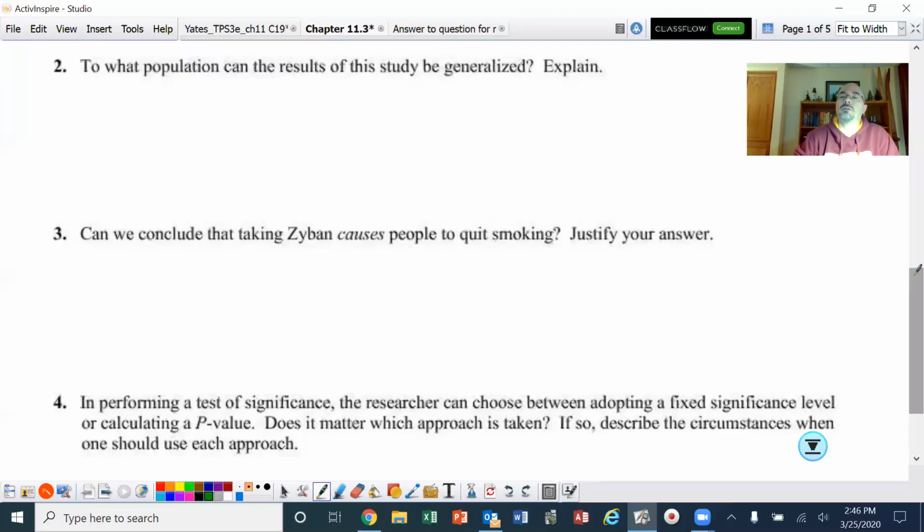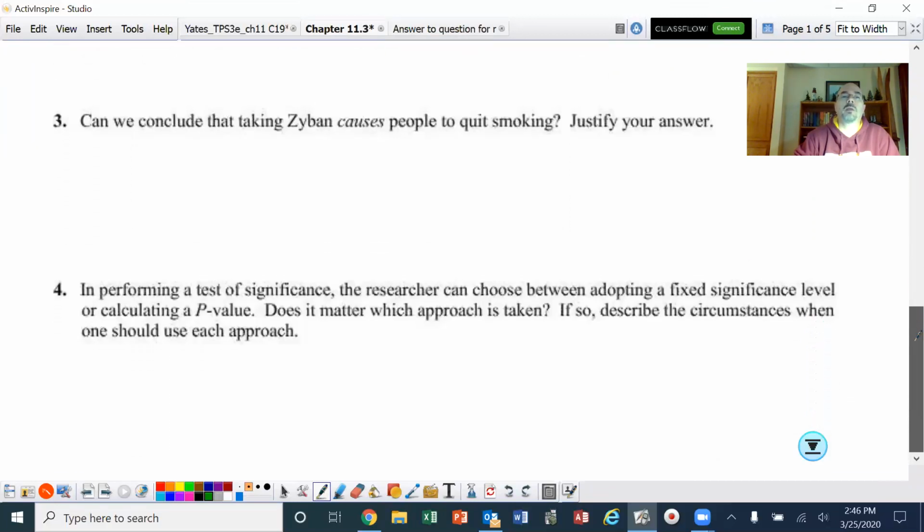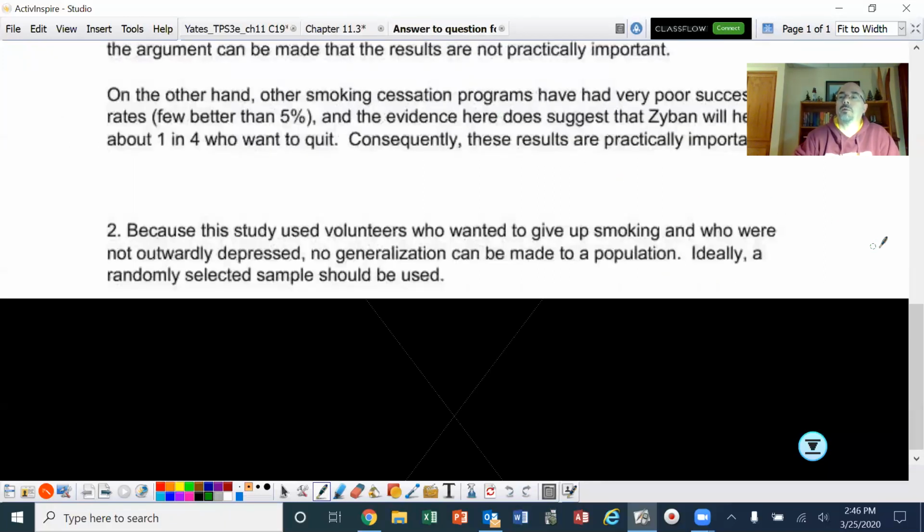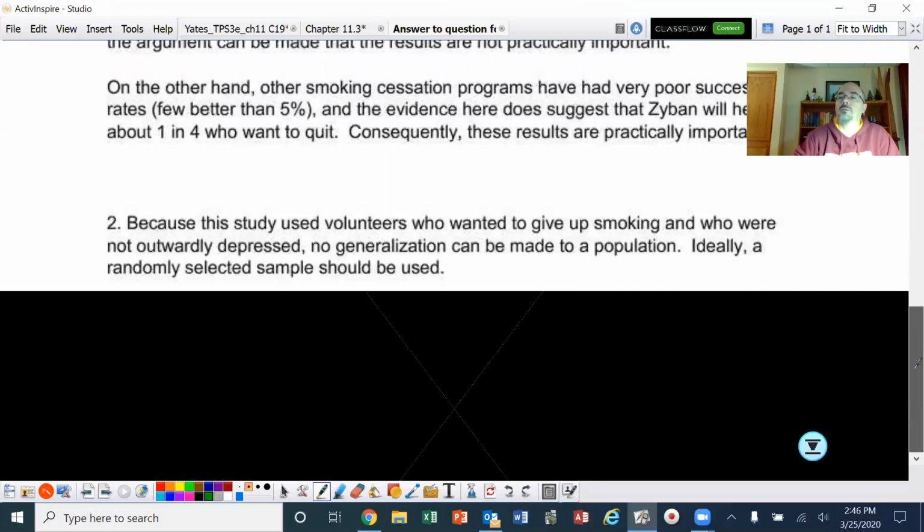All right, let's look at the next one. Number 3. Can we conclude that taking Zyban causes people to quit smoking? Justify your answer. All right, let's take a look.